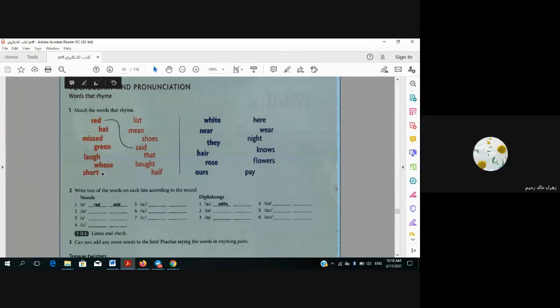Short with boat. Also we have white with night, near with here, they with pie, where with here, rose with nose, and ours with flowers.